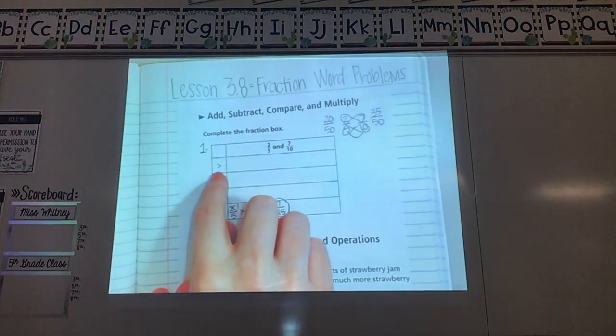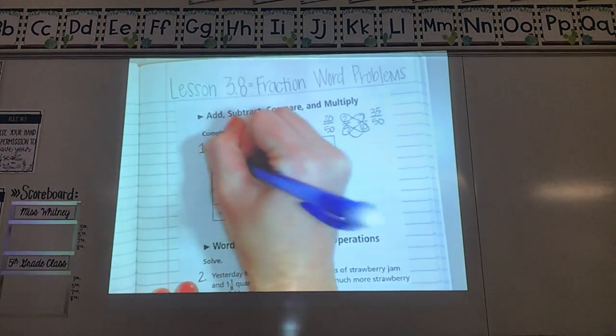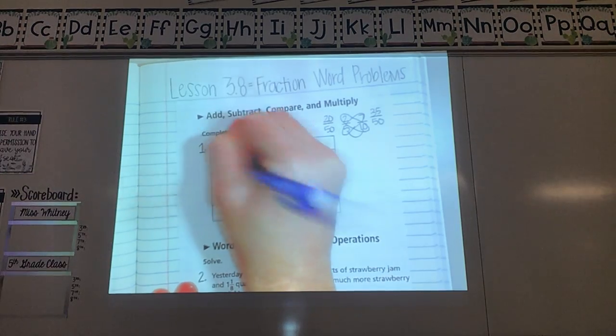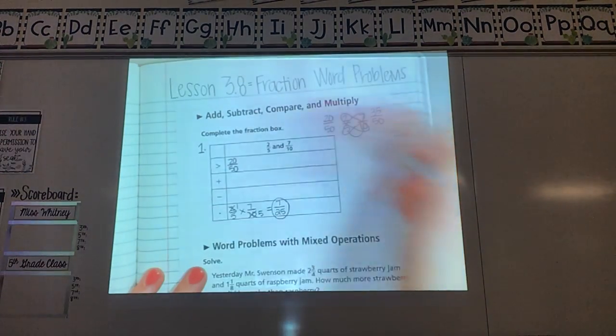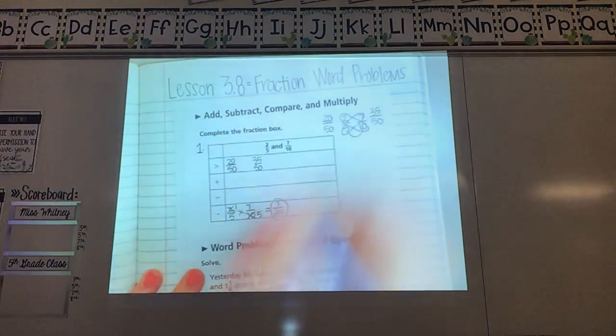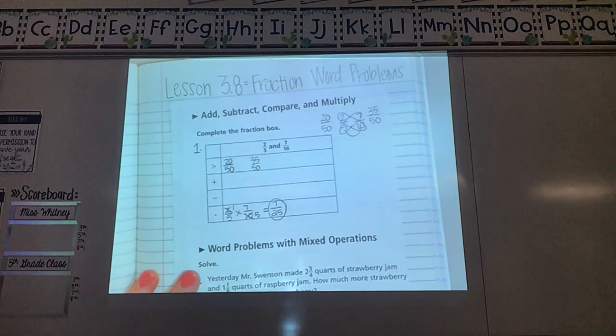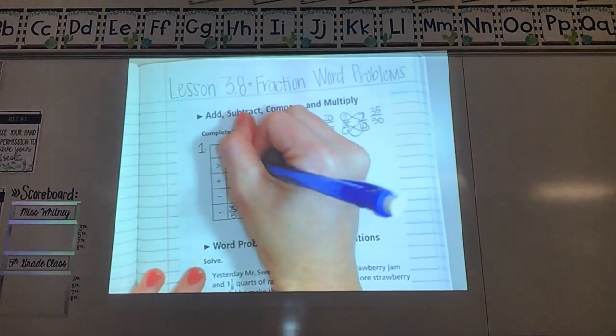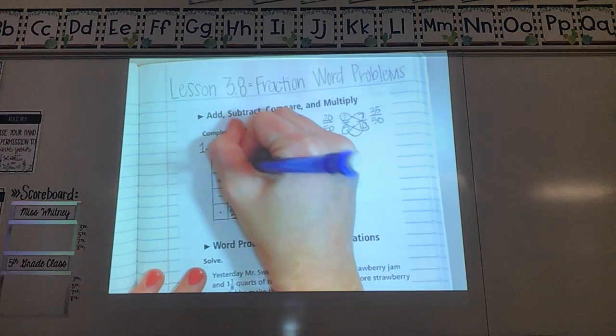So first, let's compare. I'm going to copy down my new fractions, 20/50. I'm going to leave a space in the middle, 35/50. And we are comparing, so we want an alligator mouth. Which one of those is bigger? The 35. So my alligator mouth is going to go that way, and I like to circle it too.